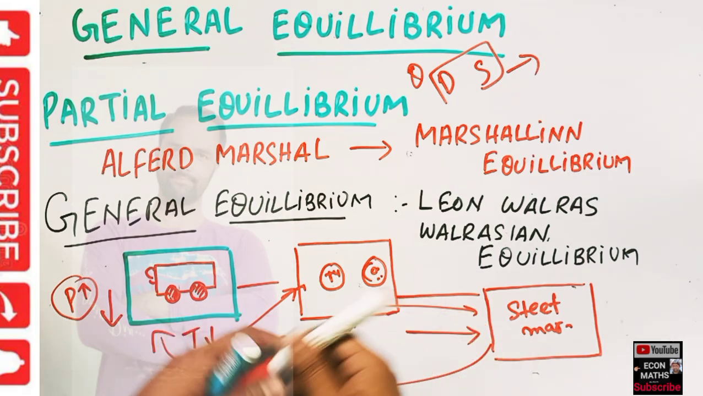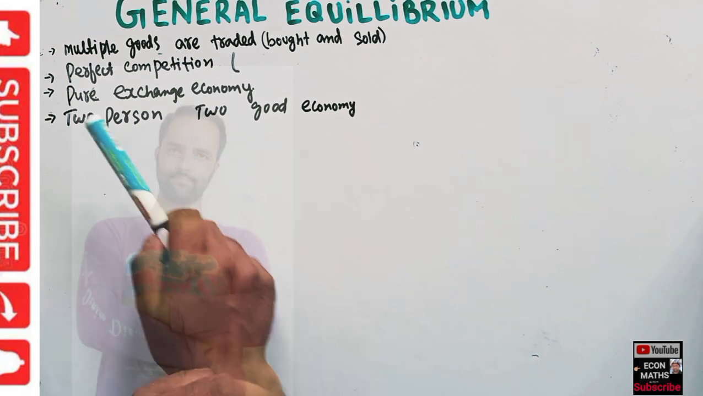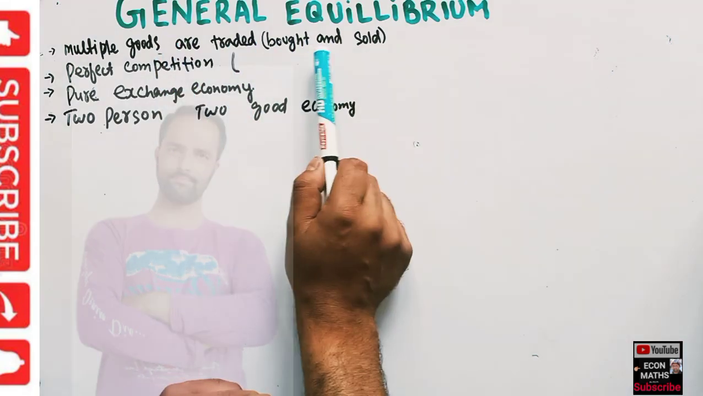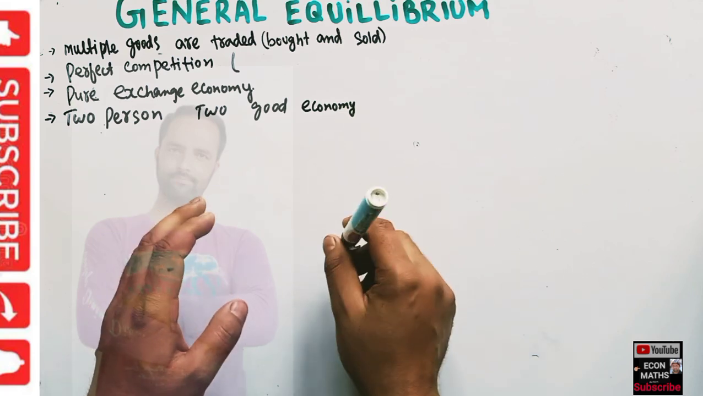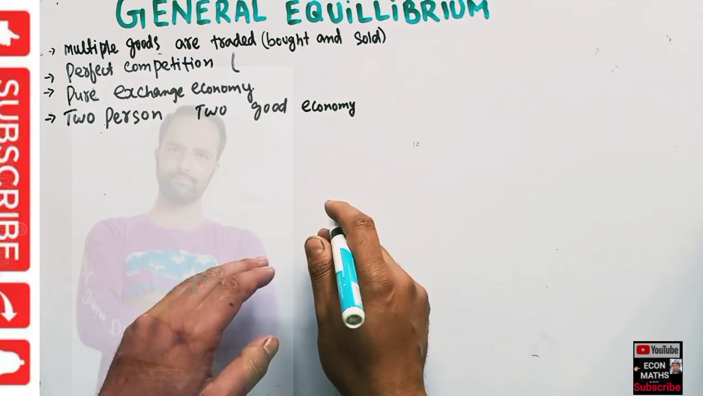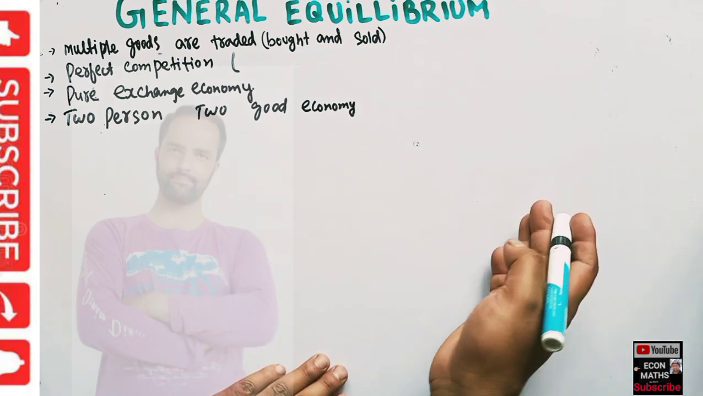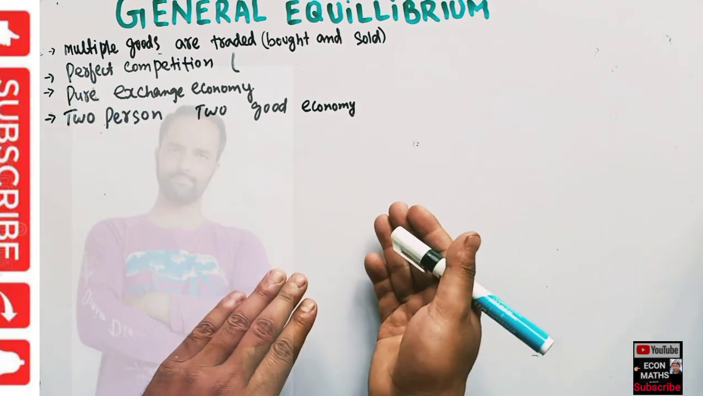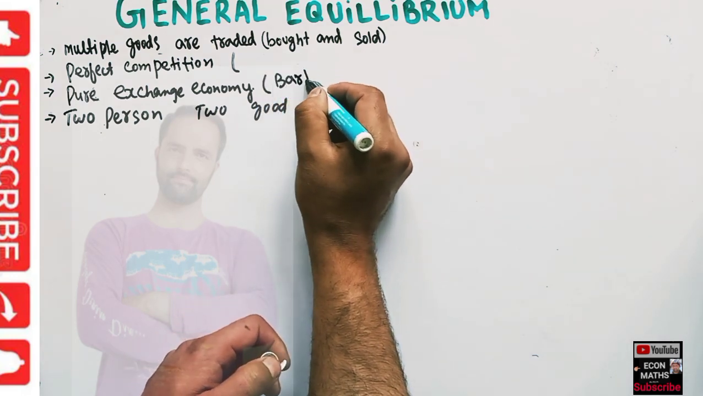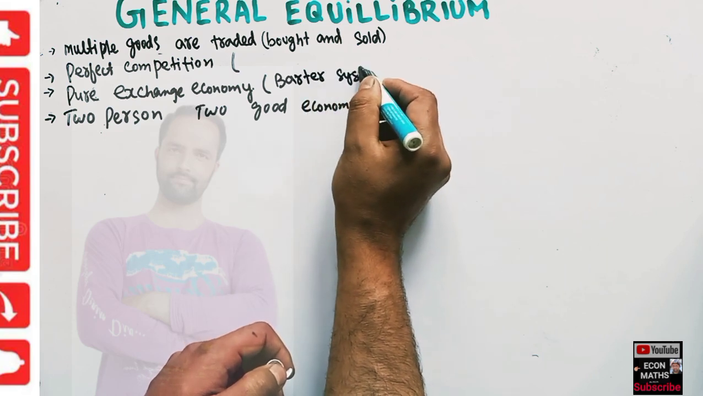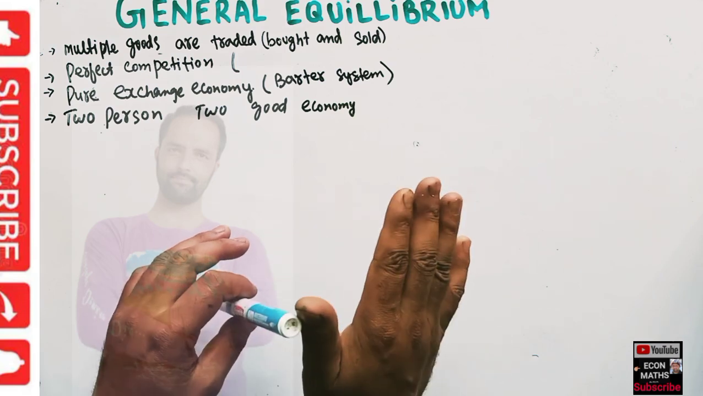Okay, now let's learn about some of the assumptions of the general equilibrium analysis. So first is multiple goods are traded, bought and sold, obviously. Okay, we have perfect competition in this economy. By perfect competition, we mean in the sense that everyone is a price taker. Okay, this is purely an exchange economy. So we have here a barter system, and no production is allowed.